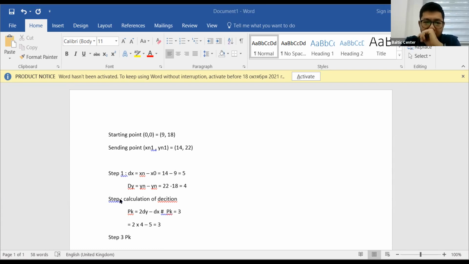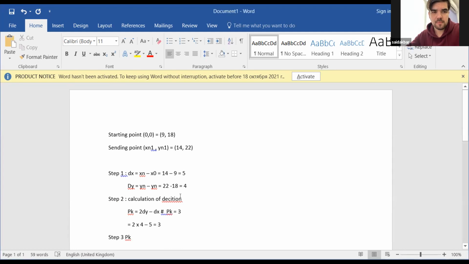At step 2, yeah. That's actually step 2, the calculation of the decision, how we are going to calculate our decision. Okay, so pk is actually a formula where you have to get the lines of the pixels of the squares. The Bresenham line is pk equals 2 delta y minus delta x. So if you take the 2, multiply by 4 and minus 5, you're getting 3. So pk equals 3.